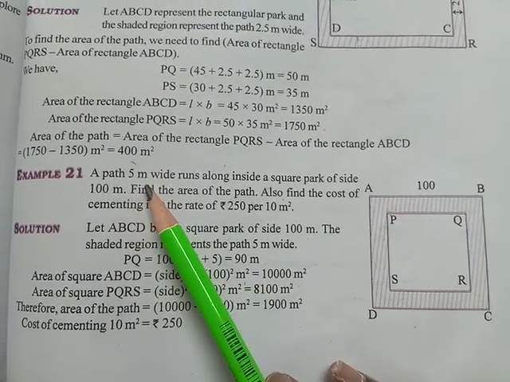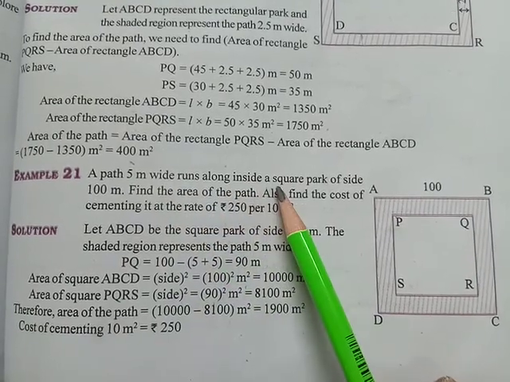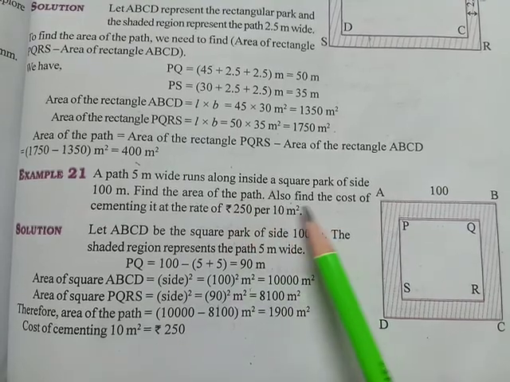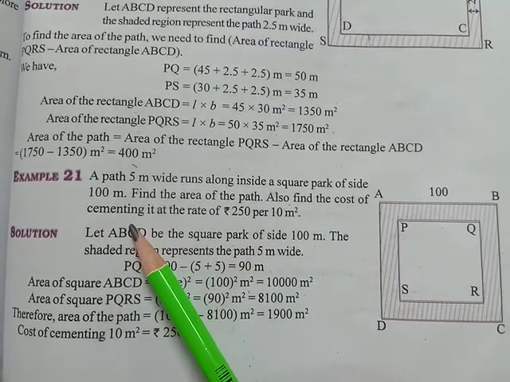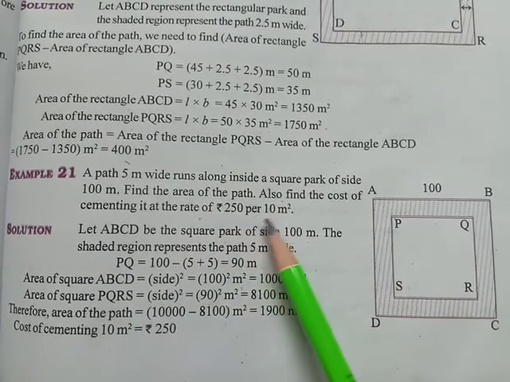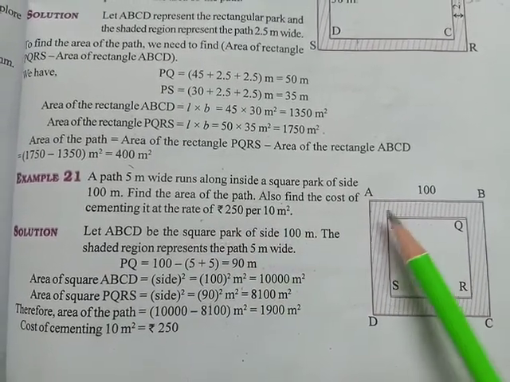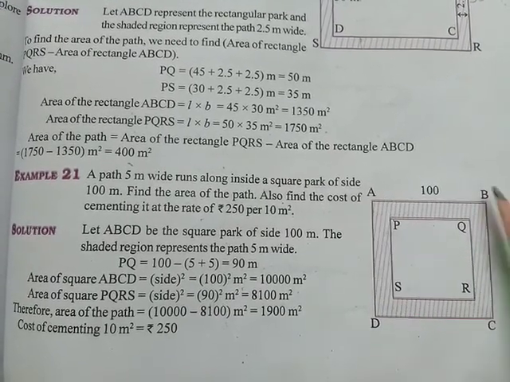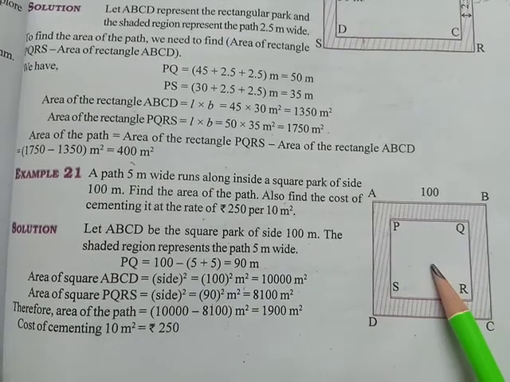A path 5 meter wide runs along inside a square park of side 100 meter. Find the area of the path. Also find the cost of cementing it at the rate of rupees 250 per 10 meter square. So now the total area, the measurement of outside is given and inside we have to find.